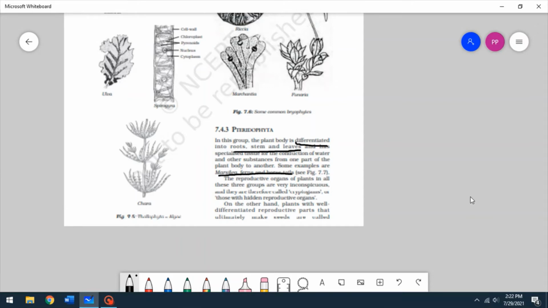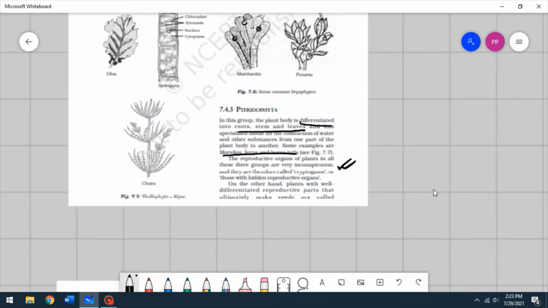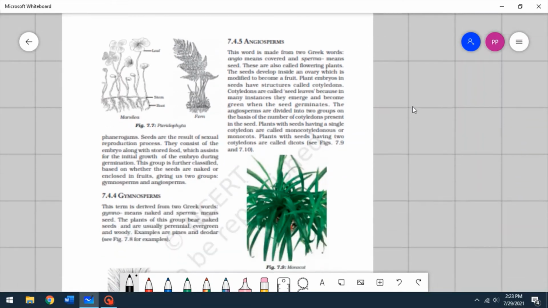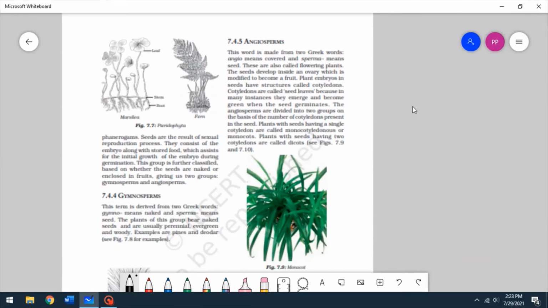The reproductive organs of plants in all these 3 groups are very inconspicuous, so we can't see them very much, and they are therefore called cryptogams. Cryptogams, those with hidden reproductive organs. Crypto means hidden. That is one term that you're supposed to remember in Pteridophyta. On the other hand, plants with well-defined, well-differentiated reproductive parts that will ultimately make seeds are called phanerogams. So cryptogams versus phanerogams. Cryptogams are those with hidden reproductive organs, and phanerogams have visible reproductive organs.